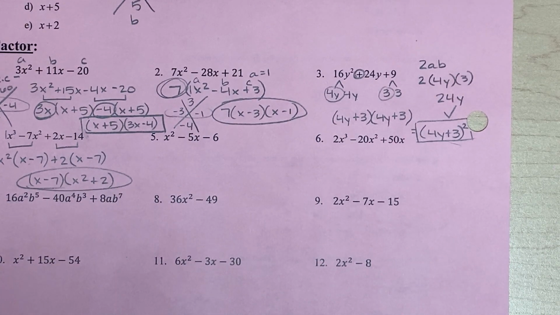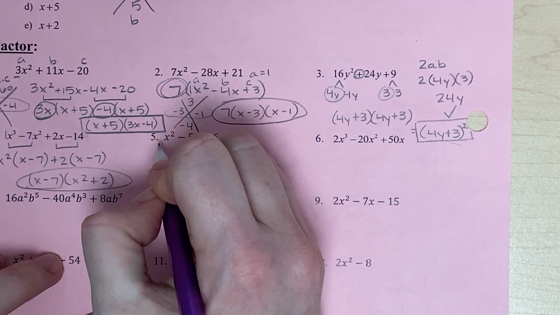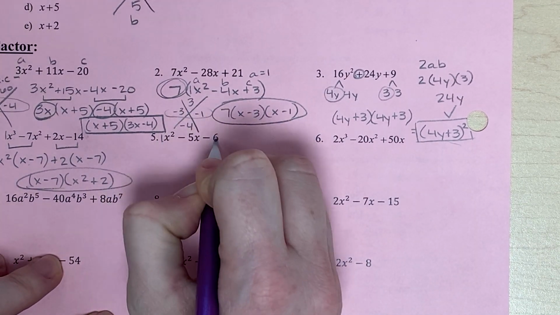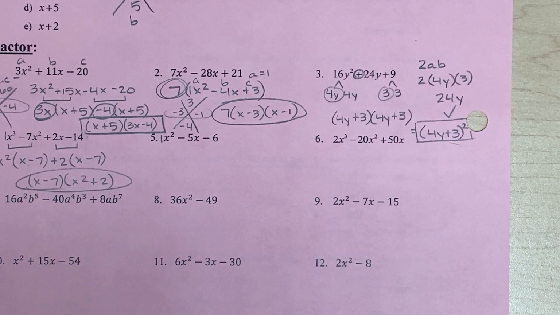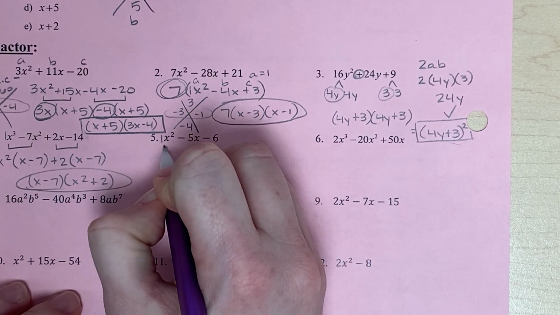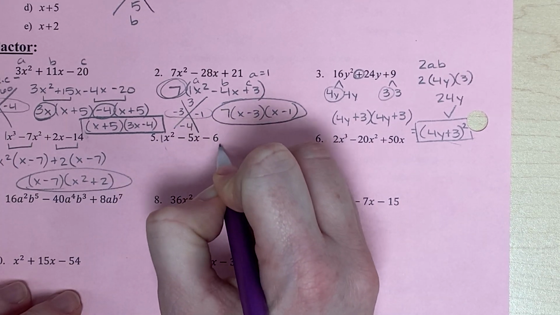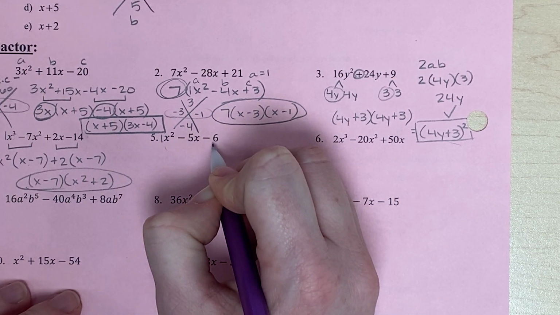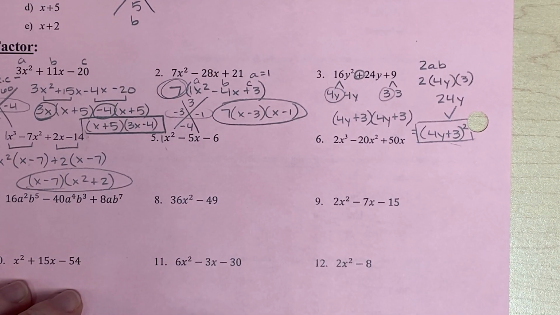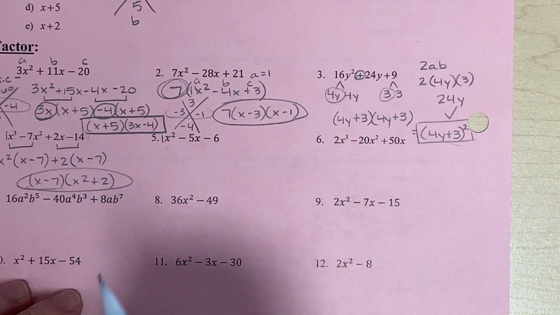For number 5, the first thing I always do is look for a GCF. There is no number that goes into 1, 5, and 6, so there's no GCF to factor out. Second thing I notice is that it has 3 terms. So again, if it has 3 terms, the first thing you should do is look to see if it's a perfect square trinomial. X squared is perfect, but the 6 here is not a perfect number, so this is not a perfect square trinomial.